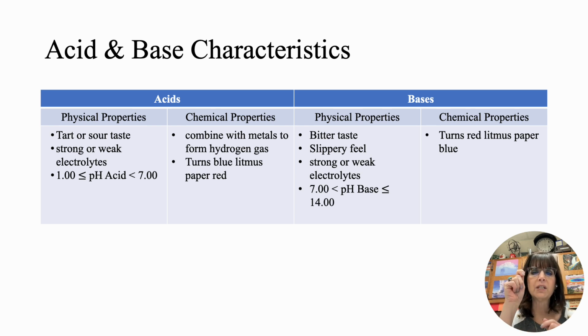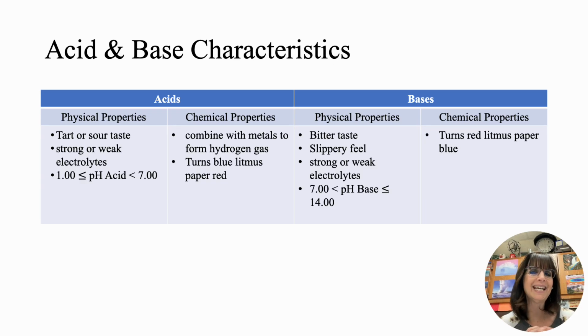If you take blue litmus paper and you put it in an acid, it will turn red. We also have red litmus paper. If you put red in an acid, it stays red. So the key on this is red means acid. Whether it stays red or it turns red, it's an acid. Now, if it stays red, it could be neutral, but we'll get into that in one of our simulations.